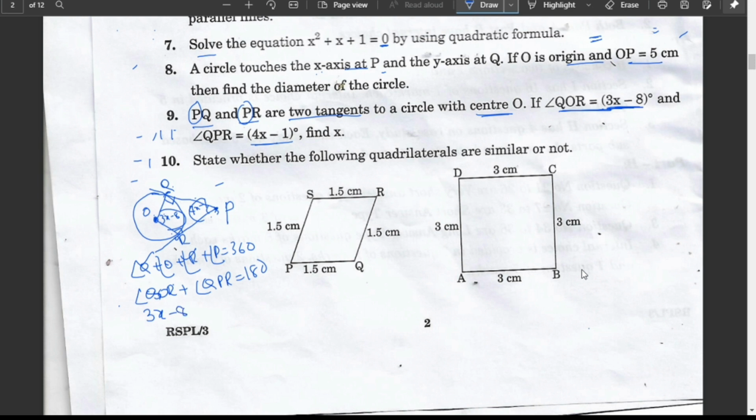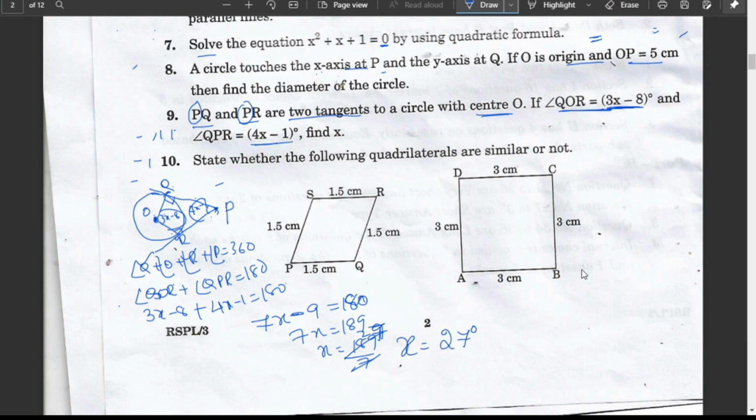3x minus 8 plus 4x minus 1 equals 180 degrees. This will be 7x minus 9 equals 180. 7x is equal to 189. x is equal to 189 divided by 7. 7 times 27 is 189. So therefore x is equal to 27.